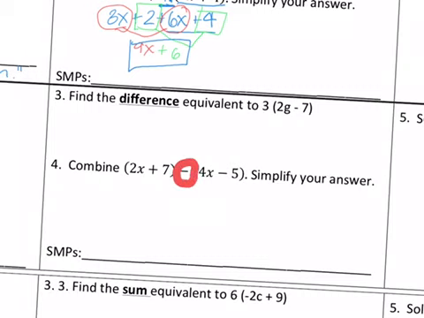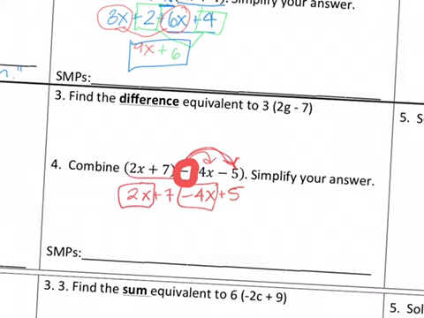So you have to distribute that negative. That negative changes everything inside. So instead of that being positive 4x, that's going to be negative 4x. And a negative times a negative 5, it's going to be a positive 5. This doesn't change. So now you have 2x plus 7 minus 4x plus 5. Now when you combine them, you have to keep in mind that your 4 is negative and your 5 is positive.